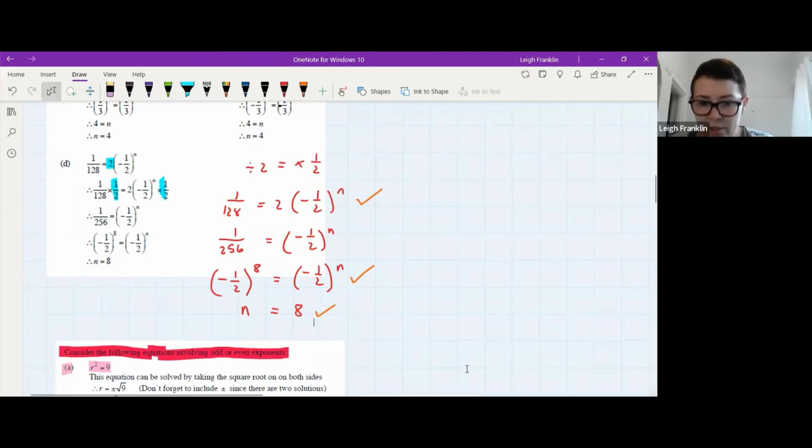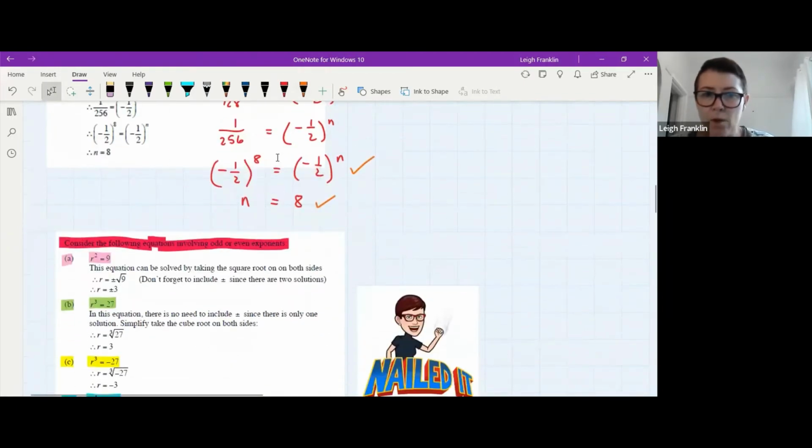Okay, any other questions, comments? Everybody happy? Okay, and we do see this negative base come up quite a lot, so just be aware of it.